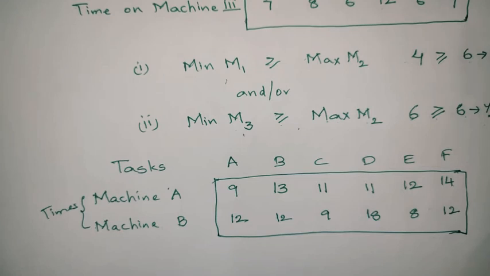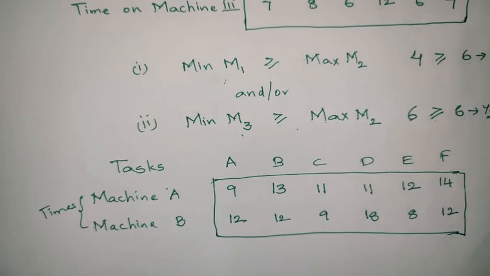So now we need to find the sequence. For finding the sequence, we have Johnson's algorithm. So now without any waiting, let us find the sequence of this case. Here, how many jobs are there? Totally 6 jobs are there.